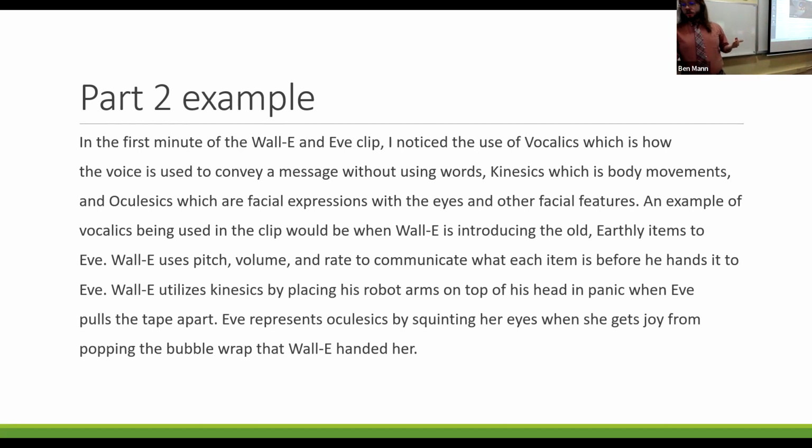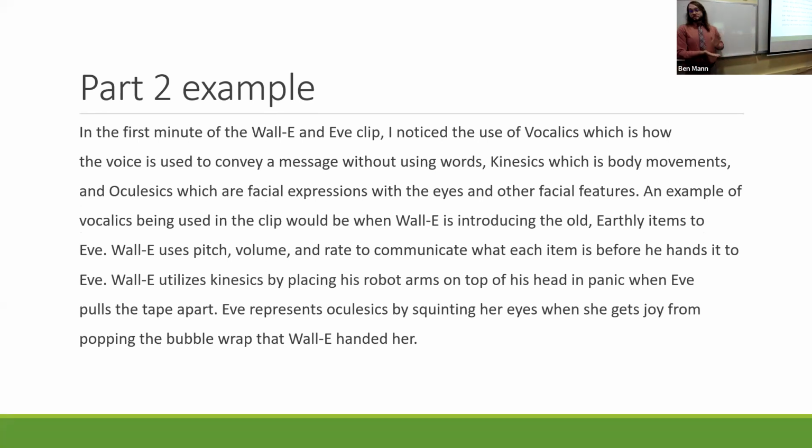A lot of the categories that people identified were really good. For instance, this response talks about vocalics, using the voice, kinesics, using the body movement, and oculesics, using the eyes, to communicate, explaining how things such as pitch, volume, and kinesics, gesturing and moving your body around, like freaking out that the tape is being pulled apart. Details like that were highlighted really well in this example, and I think showed a good response to this part of the prompt.